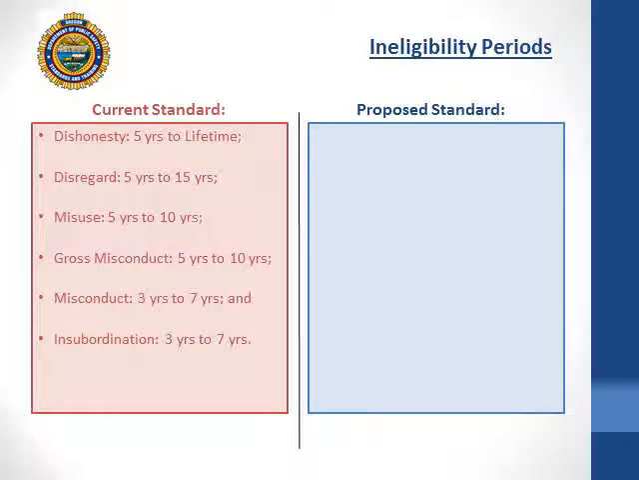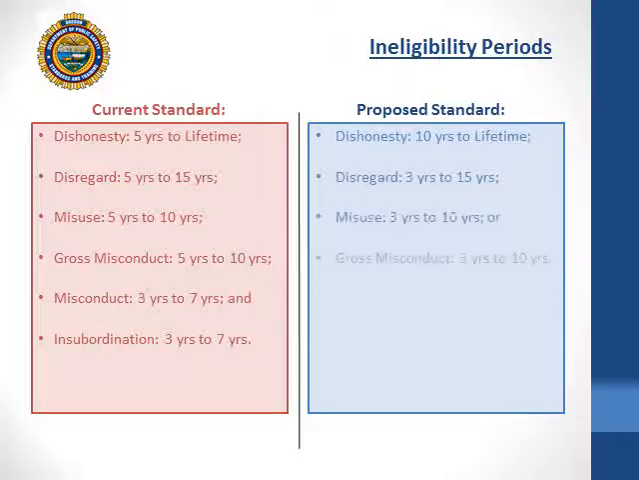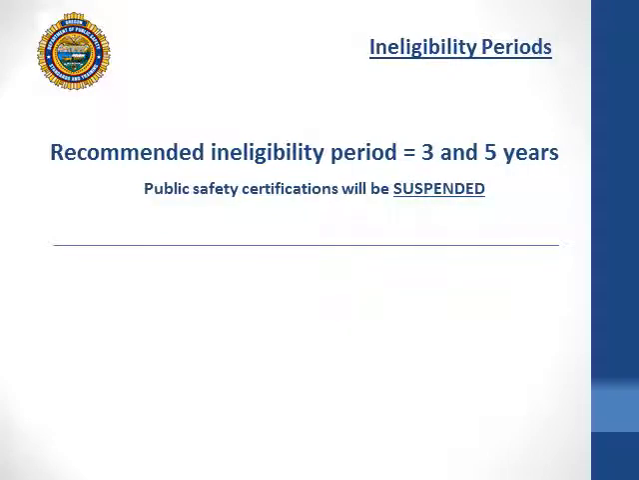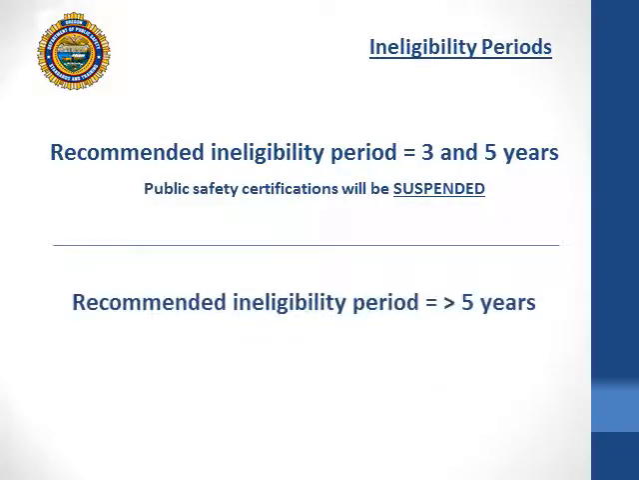The proposed standards have been adjusted to reflect the proposed changes to the definitions. Again, if the policy committee review determines that an officer's conduct has violated one or more of the categories, they will use the following guidelines to determine the period of time the officer will be ineligible to hold public safety certification. Under the proposed standard, if the recommendation, after considering the totality of the circumstances, is to recommend an ineligibility period of any time between 3 and 5 years, the recommendation will be to suspend public safety certifications. Any recommended ineligibility period over 5 years will carry with it a recommendation to revoke certification.